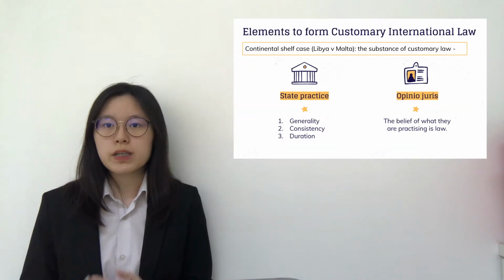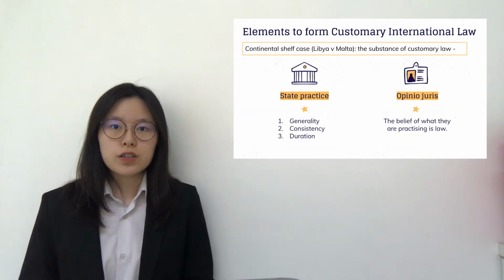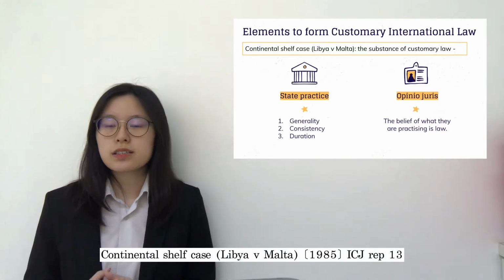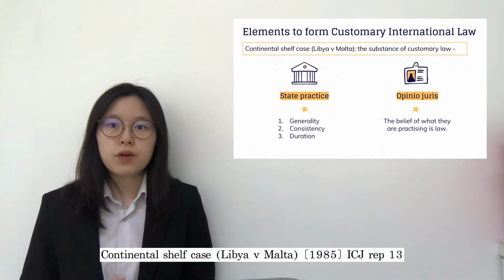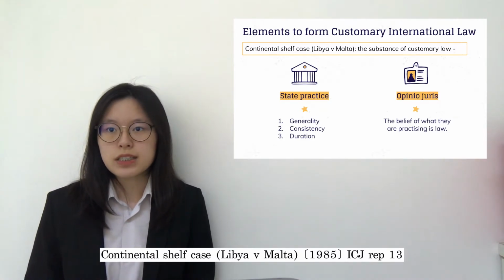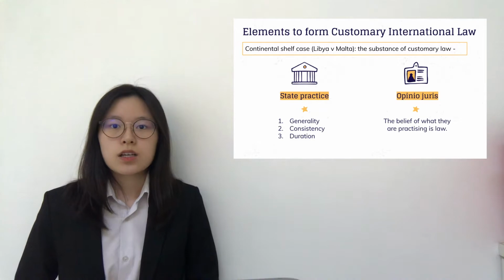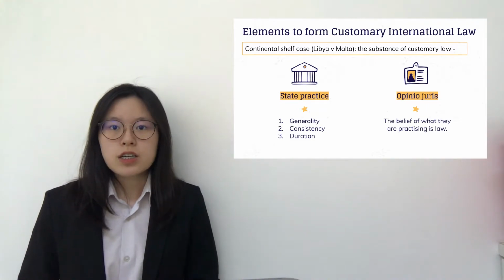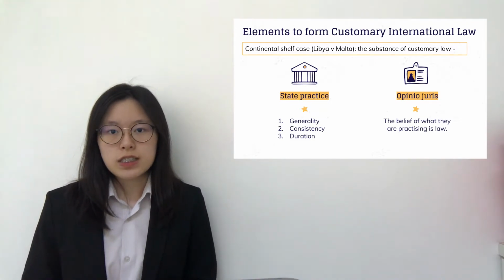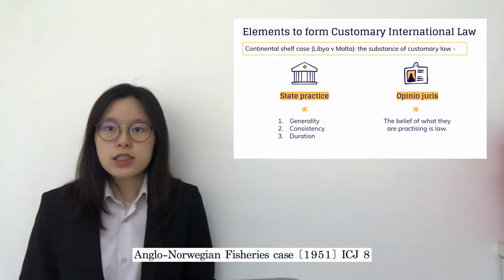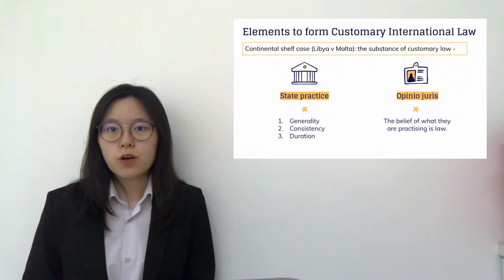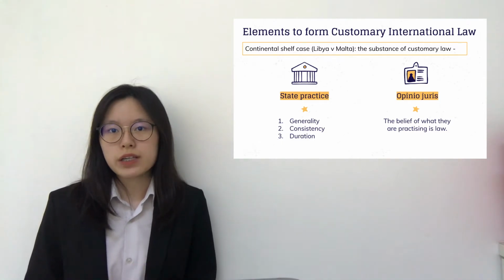Whereas in order to form a customary international law, according to the Continental Shelf case, the International Court held that the substance of customary law must be looked for primarily in the actual state practice and the opinio juris of states. So under actual state practice, generality, duration, and consistency are the elements. According to the Anglo-Norwegian Fisheries case, a general practice as a universal norm must have sufficiently widespread practice.